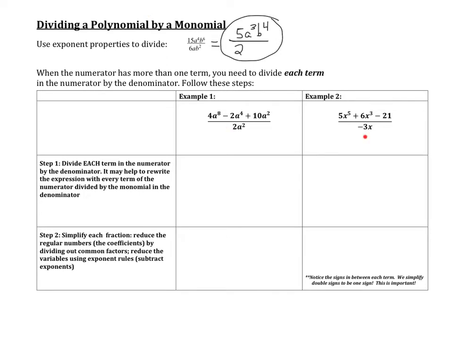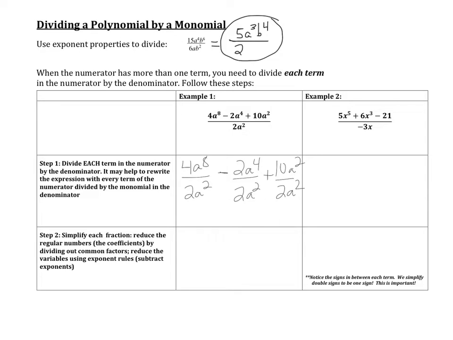So these two examples here, you have a trinomial divided by a monomial. Same here, trinomial divided by a monomial. So over here are your steps. Basically, all you have to do is you're just dividing each one of these terms by the monomial. So looking at the first example, we're just going to do 4a to the 8th over 2a squared minus 2a to the 4th over 2a squared plus 10a squared over 2a squared.